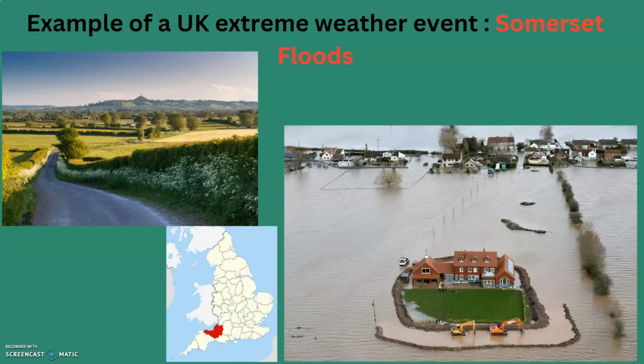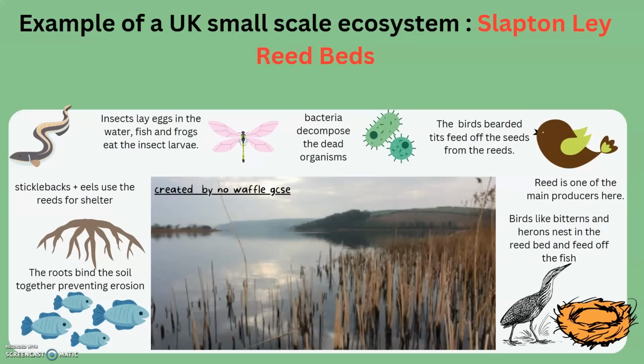Wow, so we've done all of Section A's three examples. We're now going to move on to an example of a small-scale ecosystem in the UK, which is the Slapton Ley Reed Beds. Now, I know for many of the examples I've shown you, not all of the information is on the slide. However, you should be able to notice that all of the information for the Slapton Ley Reed Beds that you need to know is on this slide here.